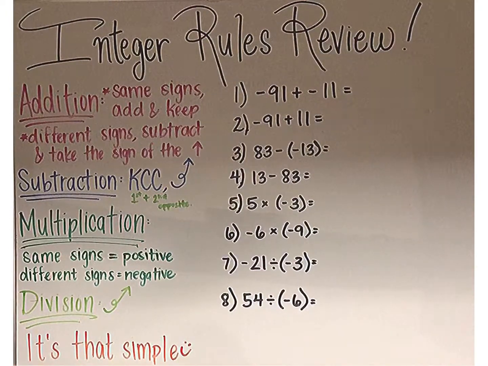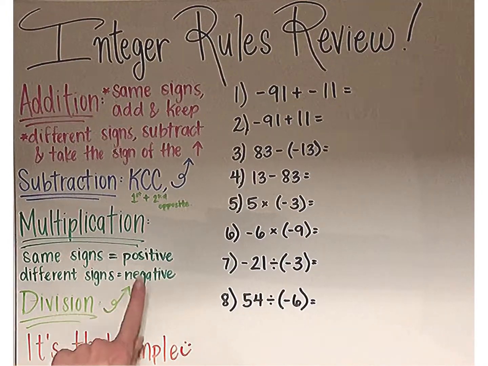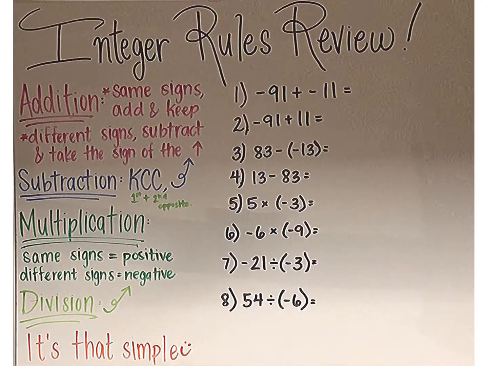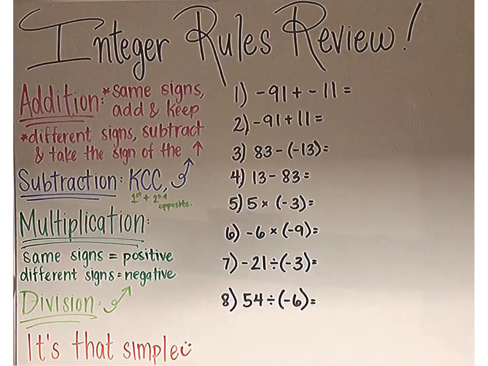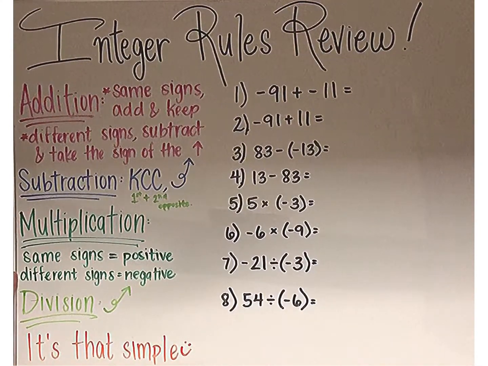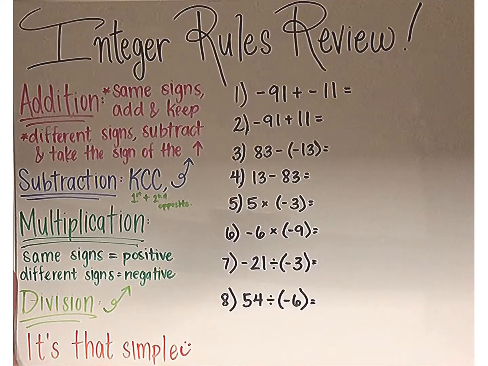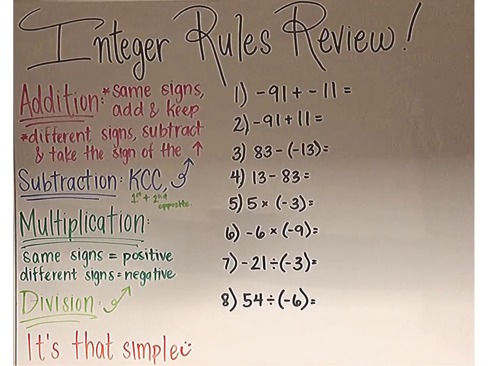Then moving on to multiplication, we have same signs equal a positive. So if it's two positive numbers or two negative numbers, we are going to end with a positive answer. Then if we have different signs, the answer is negative. It doesn't matter if one has a higher absolute value than the other, different signs will always give you a negative answer for multiplication. The same rules follow with division. So division, same signs gives you a positive answer, different signs gives you a negative answer. And it's that simple. Let's move on to this side of the board and work through some examples together.